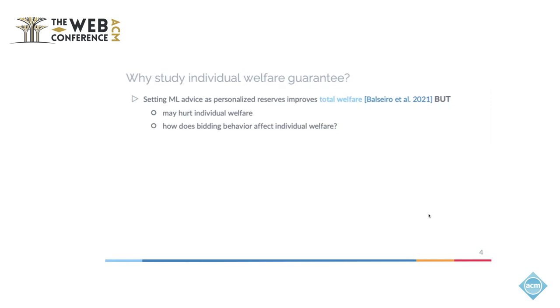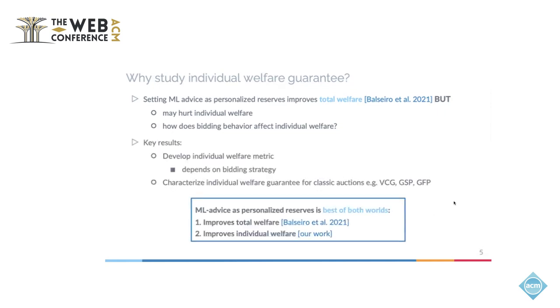And secondly, these results do not shed light on how bidding behavior impacts individual welfare. So in this work, we aim to address these deficiencies by first developing an individual welfare metric that depends on buyer behavior and further characterizing bounds for this individual welfare metric under classic multi-slot auction formats like VCG, generalized second price, GSP, and also generalized first price, GFP.